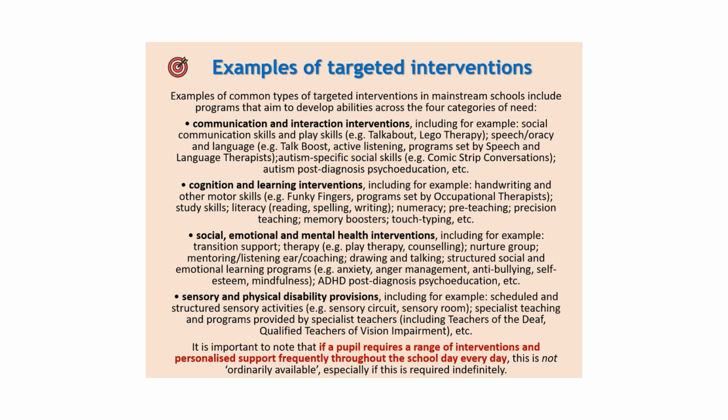Examples of targeted interventions. Examples of common types of targeted interventions in mainstream schools include programs that aim to develop abilities across the 4 categories of need. Communication and interaction interventions, including, for example, social communication skills and play skills. For example, talk about Lego therapy. Speech or oracy and language. For example, Talk Boost, active listening, programs set by speech and language therapists. Autism-specific social skills, for example, comic strip conversations, autism post-diagnosis psychoeducation, etc.